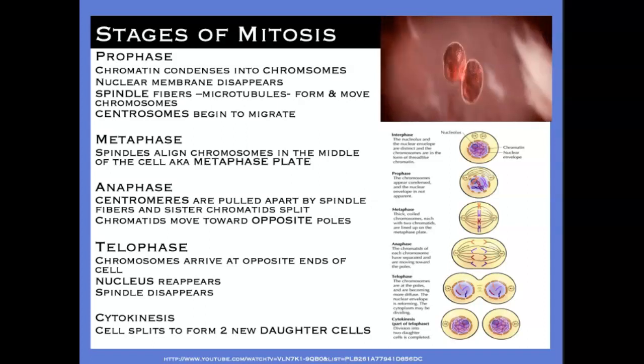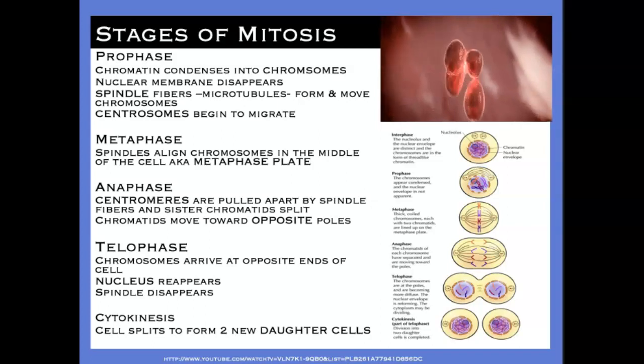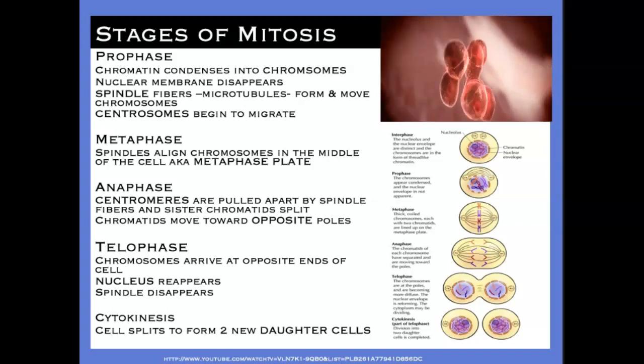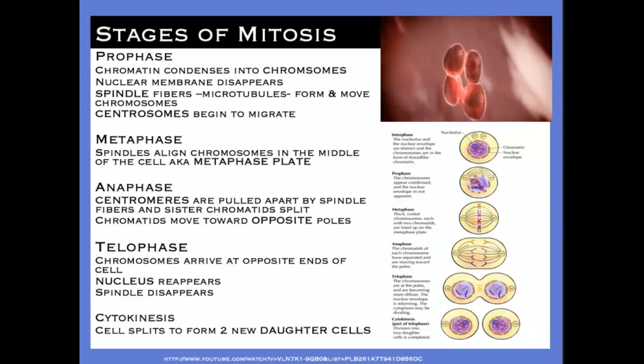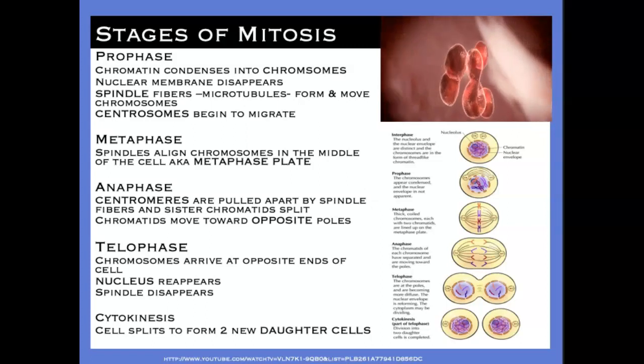Interphase is not part of mitosis. Prophase is when the chromatin condenses into chromosomes. The spindle fibers, those are the ropes, are going to form. Metaphase, the chromosomes meet in the middle of the cell. Anaphase, the chromosomes split into their sister chromatids as the spindle fibers pull them apart.